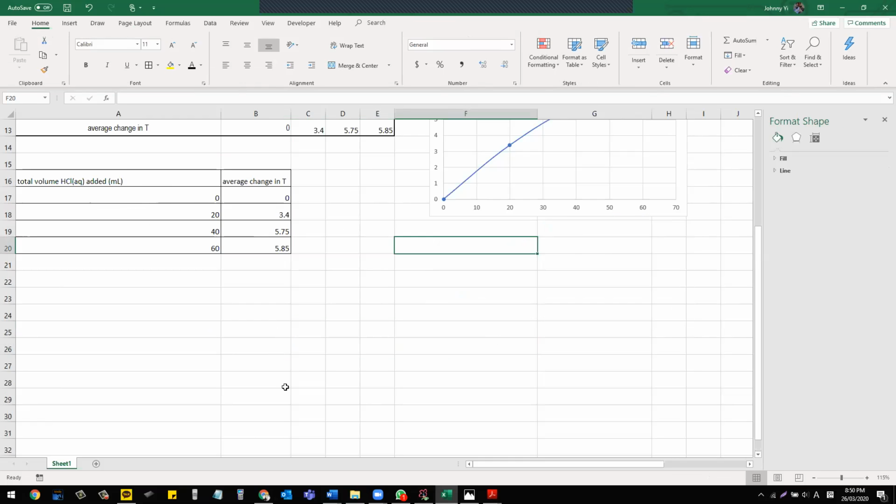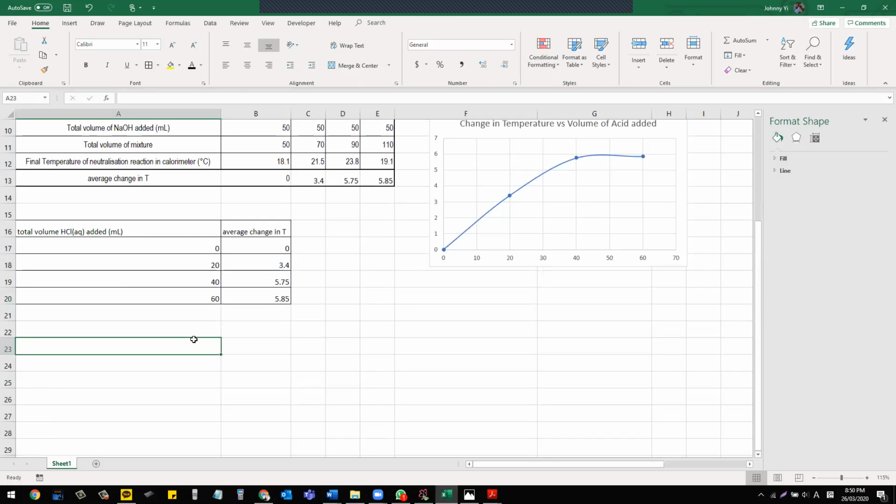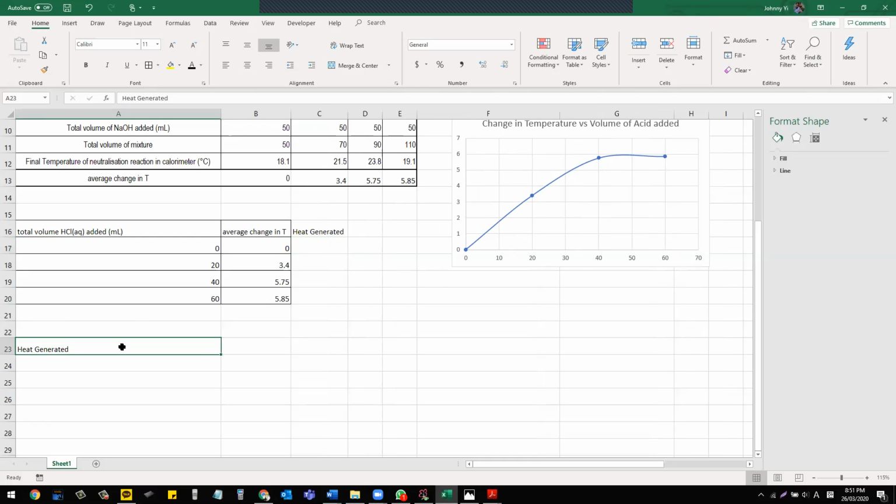Now, the amount of heat generated, okay? So the total, so I can maybe do this one as well, heat generated. Could you also send me this Excel sheet? Yeah, I will, yep. Awesome, thank you so much. So this is the important bit, okay?